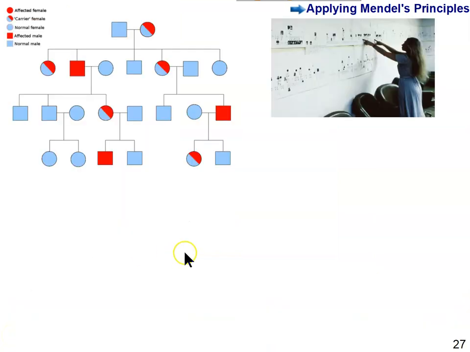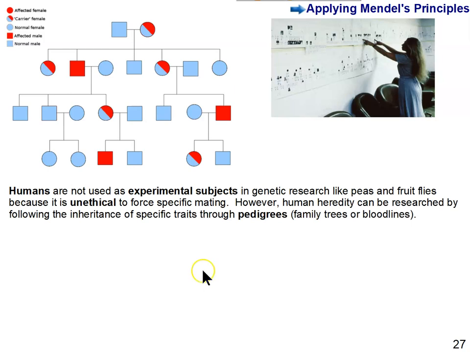So unfortunately, humans are not good subjects for doing genetic experimentation. You can't select two people to mate with each other to produce offspring and analyze their offspring. That just doesn't work with people. So it's a good thing that we have some good experimental subjects to work with, like fruit flies.